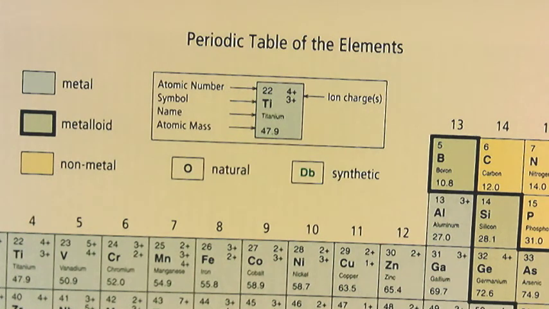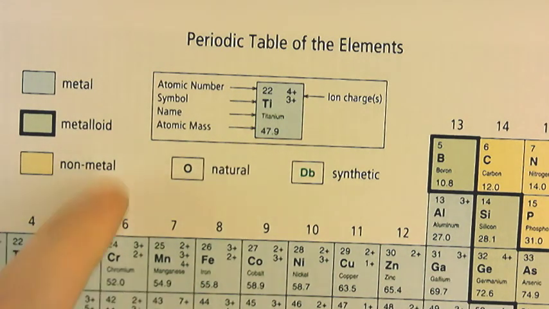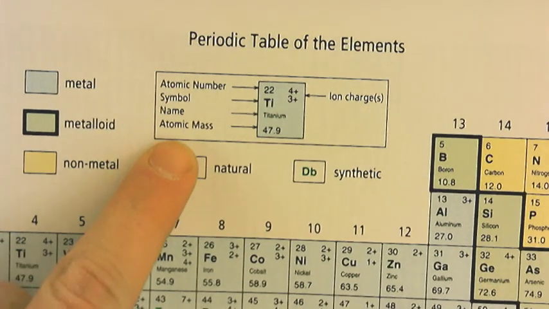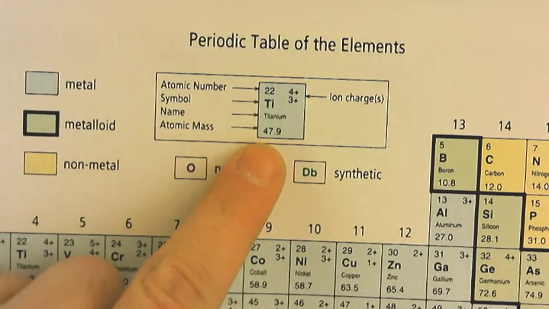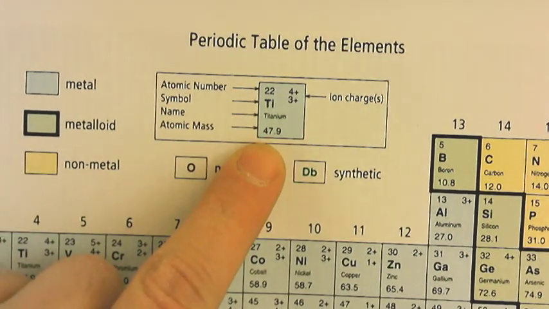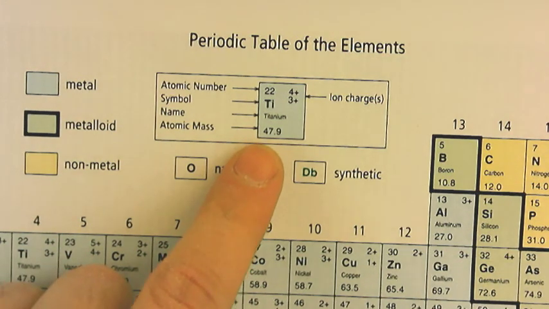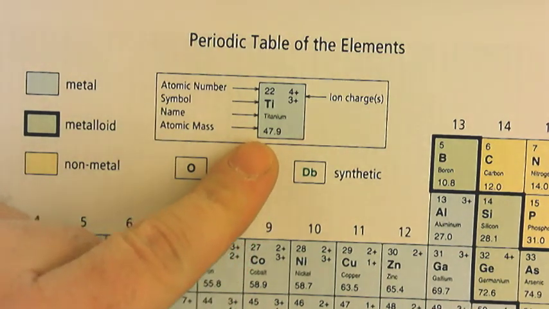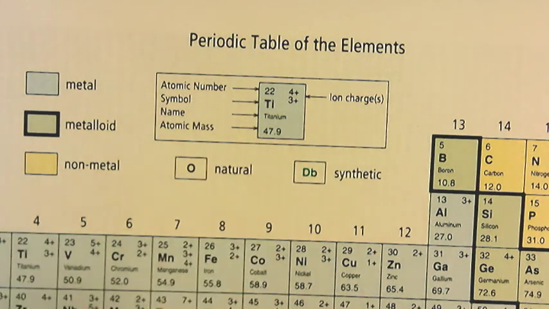Now there's also another important number that's associated with each of these elements on the periodic table that you're going to be required to know, and that is the atomic mass. So if you take a look at the atomic mass of titanium is 47.9. And most of the atomic masses on the periodic table are expressed with a decimal. So this is 47.9.